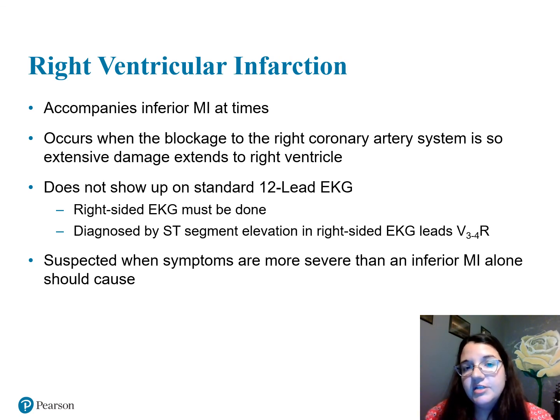A right ventricle is going to accompany the inferior MI at times. It occurs when the blockage to the right coronary artery system, your RCA system, is too extensive that the damage extends to the right ventricle. So the heart attack could have started and it traveled to the right side. So it started on the left and it could have traveled to the right side, or there is a blockage on the right side. It does not show up on the standard 12-lead EKG.